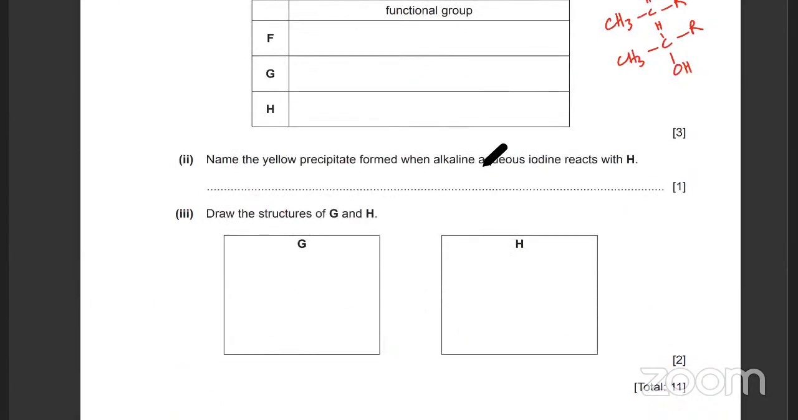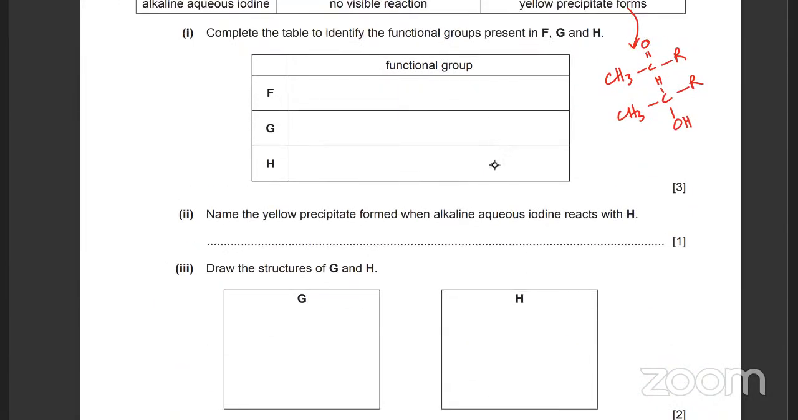So name the yellow precipitate formed. What is the yellow precipitate? The CH3 breaks down and it forms CHI3. That's tri-iodo. I mean, correct the spelling.